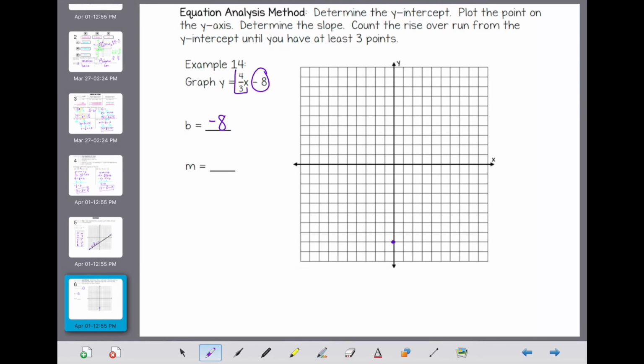And then my slope is always the number in front of x, so that would be 4/3. So that means I will rise 4 and run 3. And we always run to the right if we have the space to. So I'm counting up 1, 2, 3, 4, and then to the right 1, 2, 3, plot a point, and then again 1, 2, 3, 4 up, 1, 2, 3 to the right, plot my point, and then draw my line. Again, add your arrows and a label, and you're done.